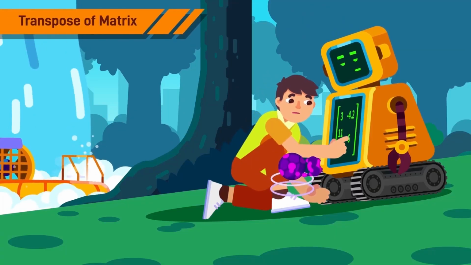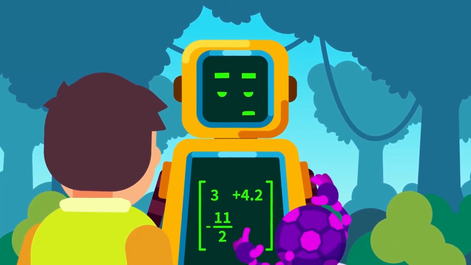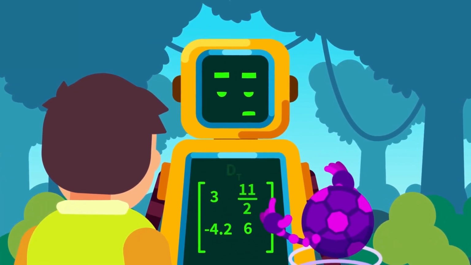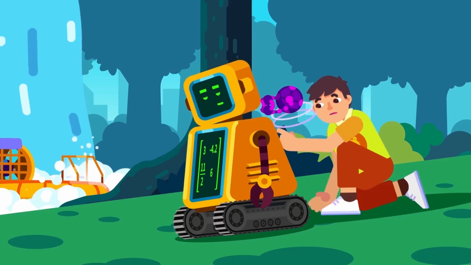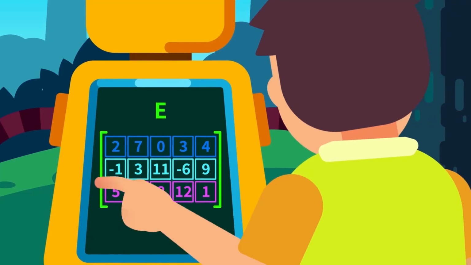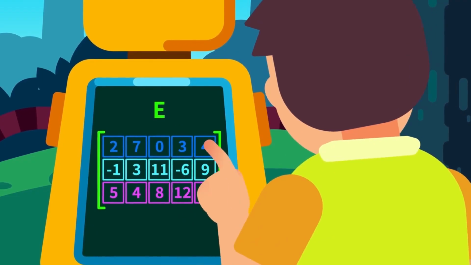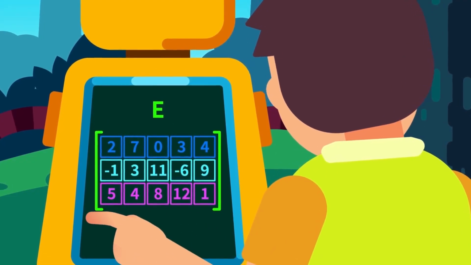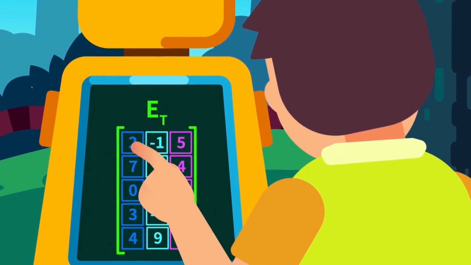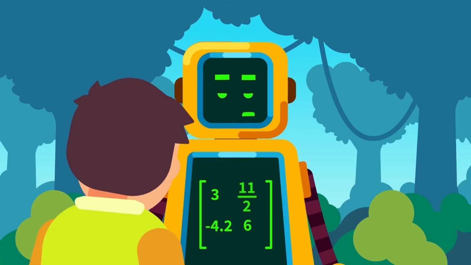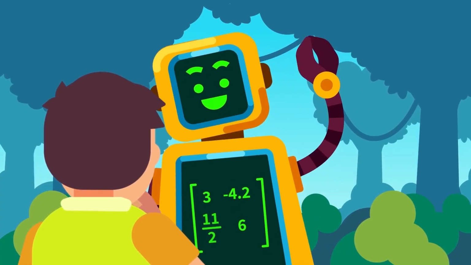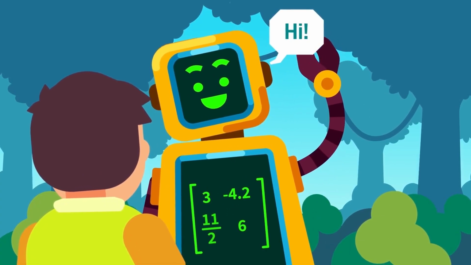Transpose of a matrix. If we interchange the rows and columns of a matrix, we will get its transpose, denoted by subscript T. Transposing makes the order reversed. It means when matrix E is transposed to matrix E^T, we interchange its rows and columns. The order 3 by 5 is reversed to 5 by 3. So if we transpose a row matrix, we'll get a column matrix and vice versa.